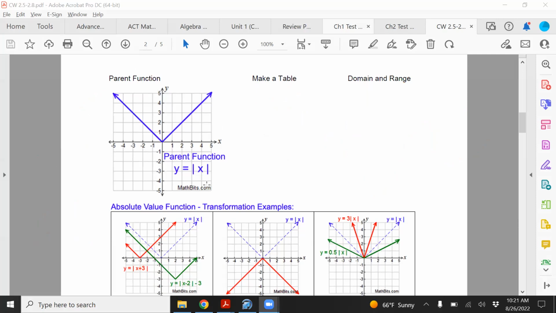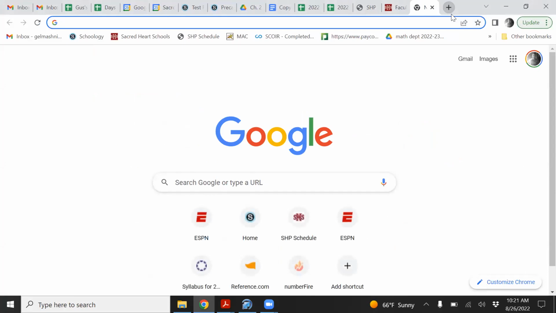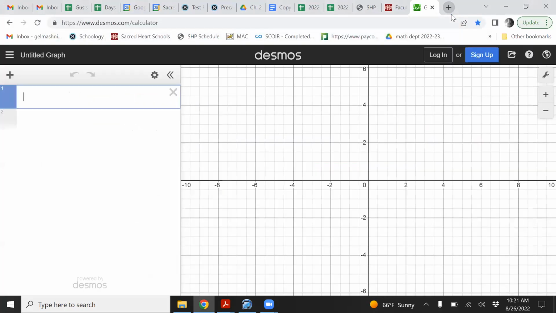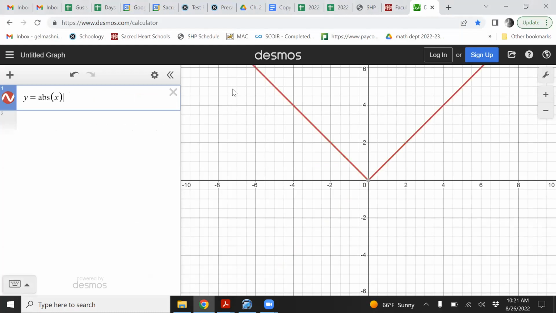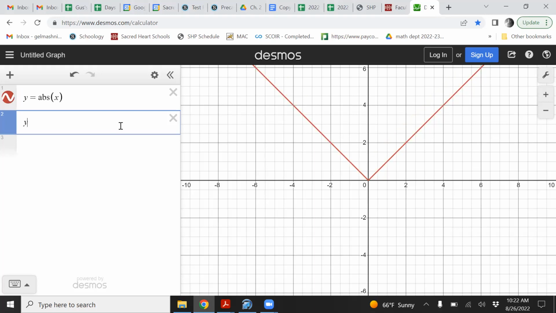Before I talk about the second half of these notes, you guys know Desmos, right? Desmos is great. If you ever want to do absolute value, just hit abs. You get that. So there you go. Y equals absolute value of x. Now here's the question I have for you guys. What if I did +1? Actually, let me do a new graph. Here we go.